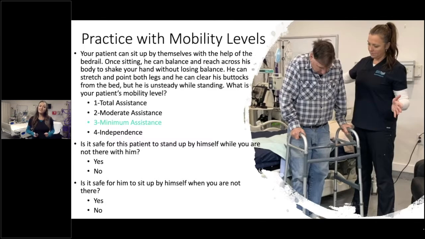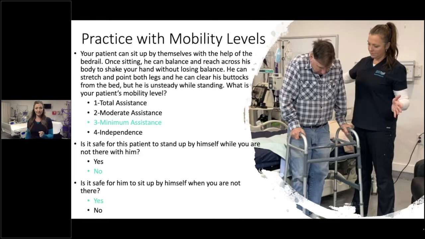Is it safe for this patient to stand up by himself when you are not there? Hopefully all of you said no, because he's unsteady. For him to stand up by himself, he's putting himself at risk of a fall. Is it safe for him to sit up by himself when you are not there? Hopefully you answered yes. He's demonstrated that he can sit up safely and independently.